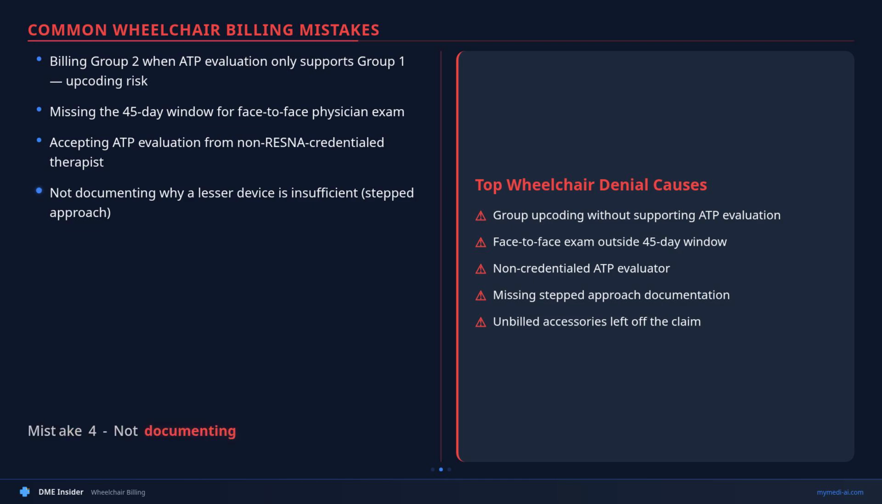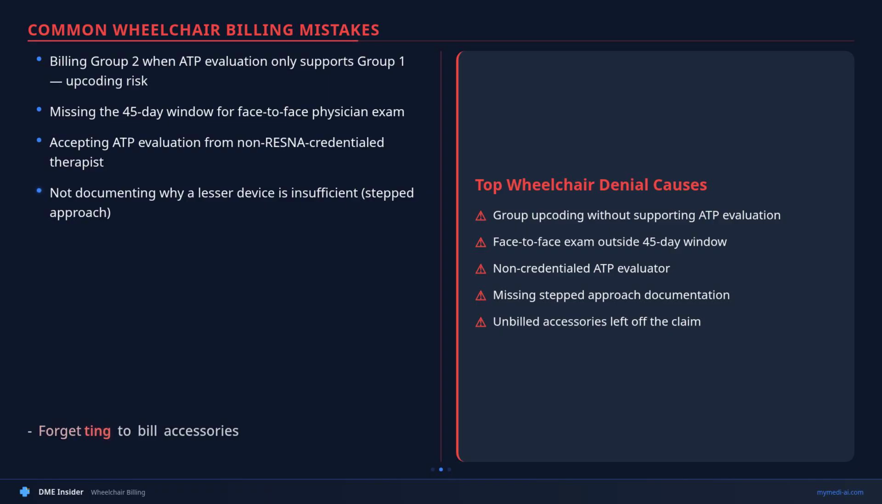Mistake 4. Not documenting why a lesser device is insufficient. For every group level above Group 1, the documentation must explicitly state why a lower-level device won't work. This is called the stepped approach. You must demonstrate that simpler, less expensive options were considered and rejected for documented clinical reasons.